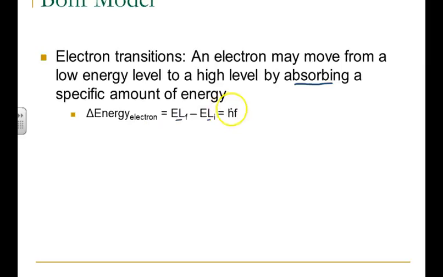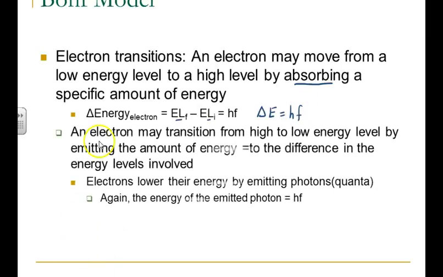Bohr also related this to Max Planck's equation. This amount of energy, delta E, he said was equal to h times f, where h is Planck's constant and f is a frequency. So the change in energy is related to a frequency of light. An electron can also fall or transition from a high to a low energy level by giving off energy. And that energy amount is equal to the difference between the energy levels that were involved.